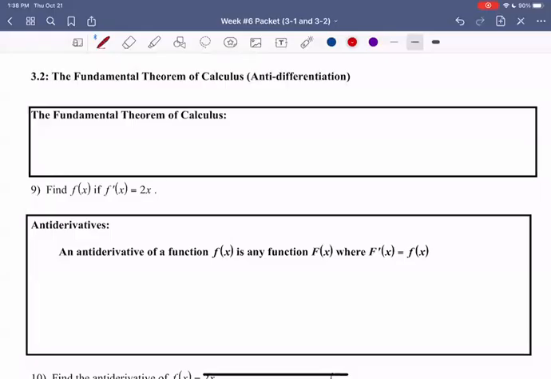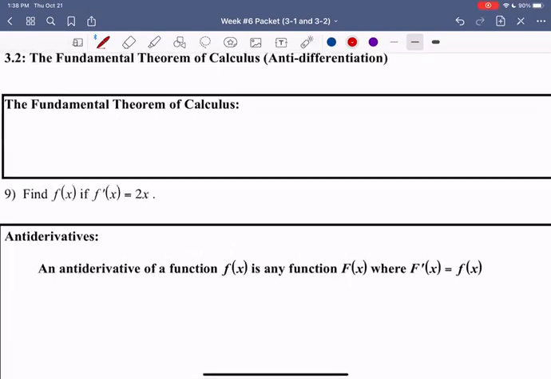Hello, everyone. In this video, we're going to look at the notes and examples from section 3.2 on the Fundamental Theorem of Calculus. And we're also going to look at anti-differentiation. So that is finding functions whose derivatives are known. So let's first look at this Fundamental Theorem of Calculus.